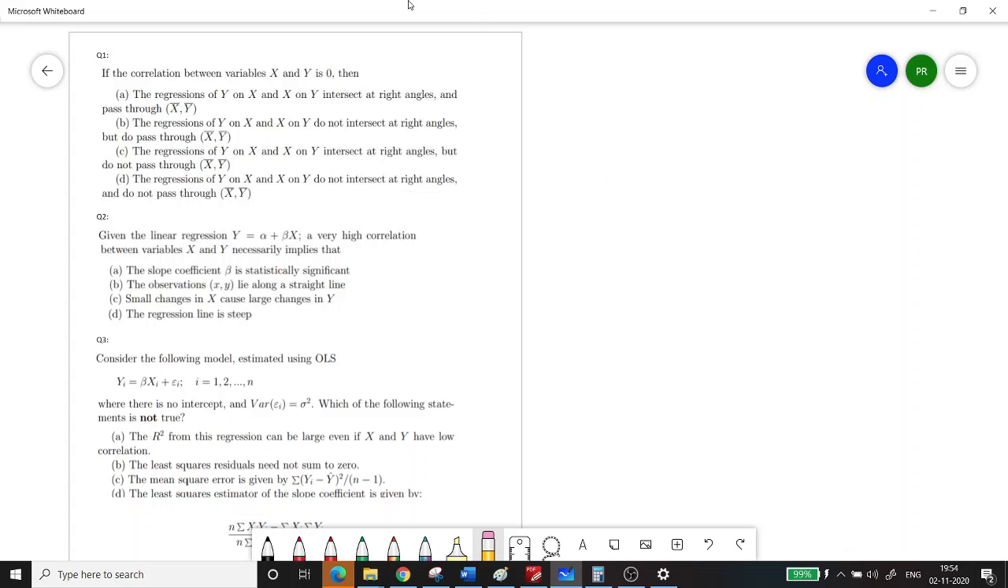So the first question you see is a really interesting question. It says that if the correlation between variables x and y is zero, so the moment you hear the term correlation, you must understand that ultimately it talks about covariance between x and y, and this being zero. Ultimately, you have to understand covariance divided by standard deviation of x and y will be there.